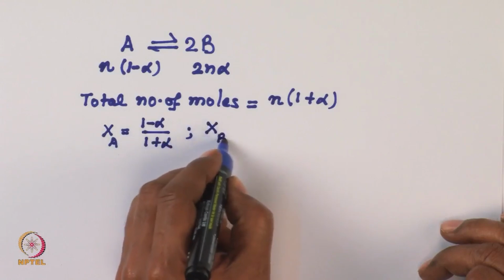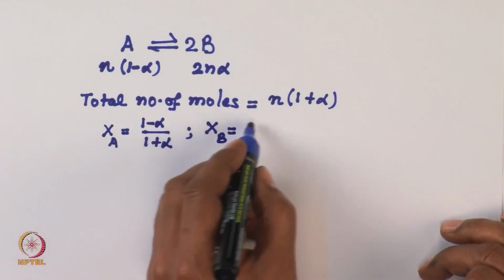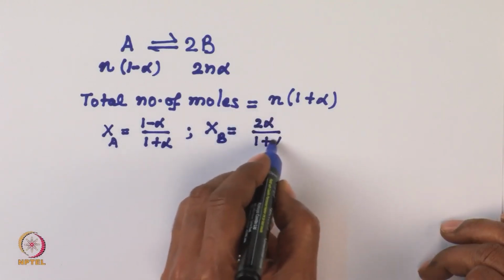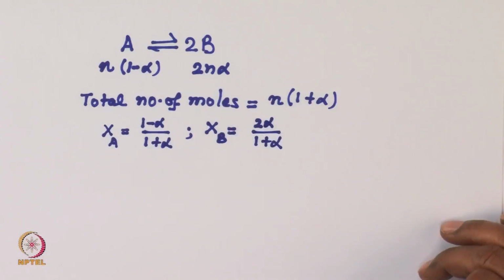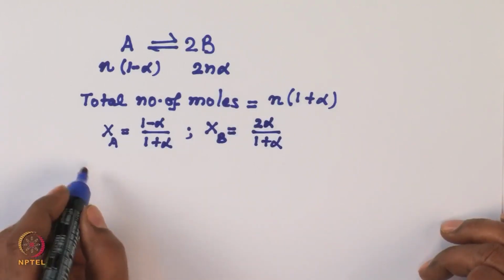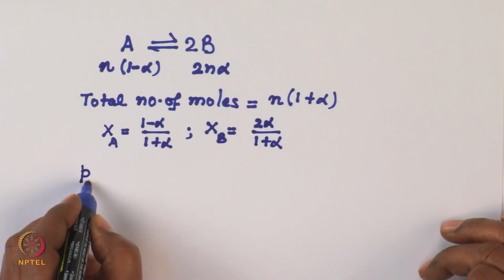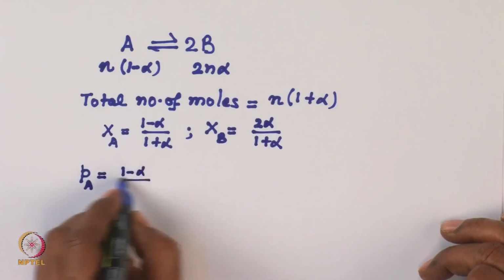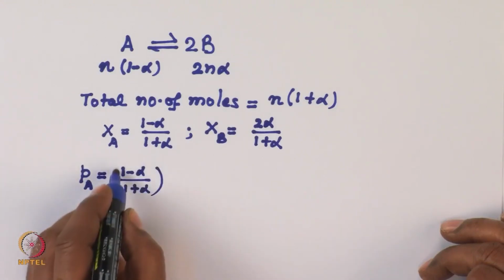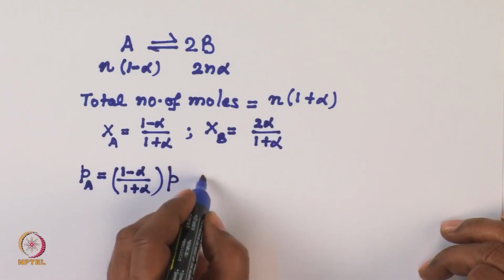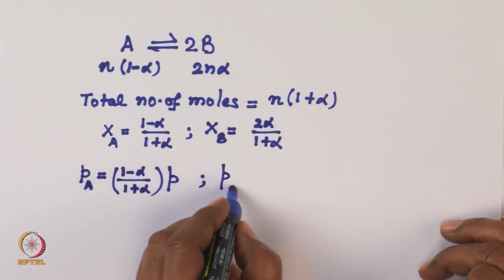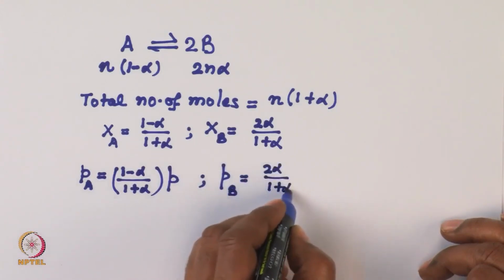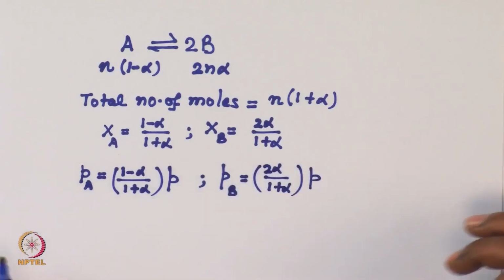Mole fraction of B is equal to 2 alpha over 1 plus alpha, this divided by this. Therefore, partial pressure of A is going to be 1 minus alpha over 1 plus alpha into total pressure, and partial pressure of B is equal to 2 alpha over 1 plus alpha into total pressure.